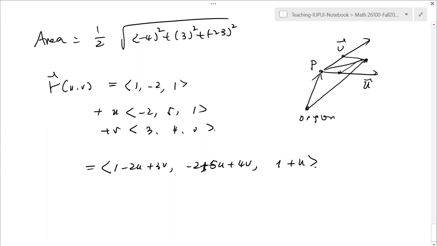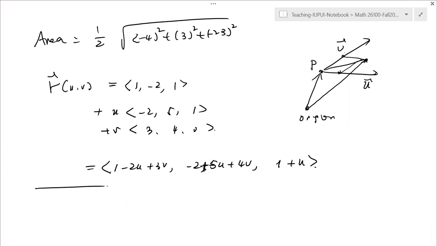Okay, so you get a parameterization, and you can use a parameterization to find the area of that surface, which is the plane. I'm not going to continue to do this. All right, so let's try a different problem.